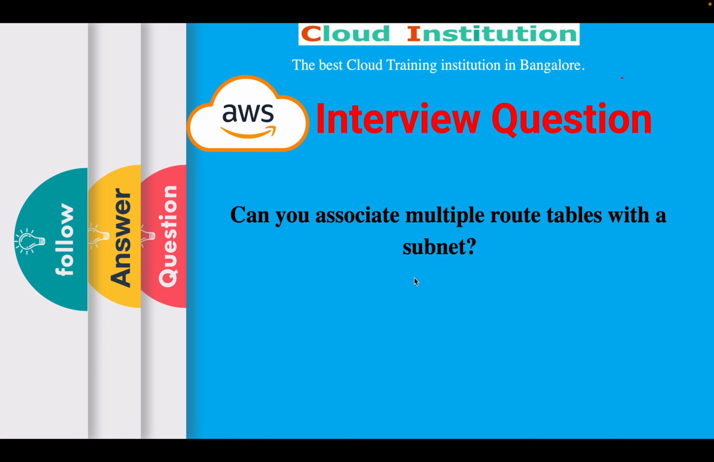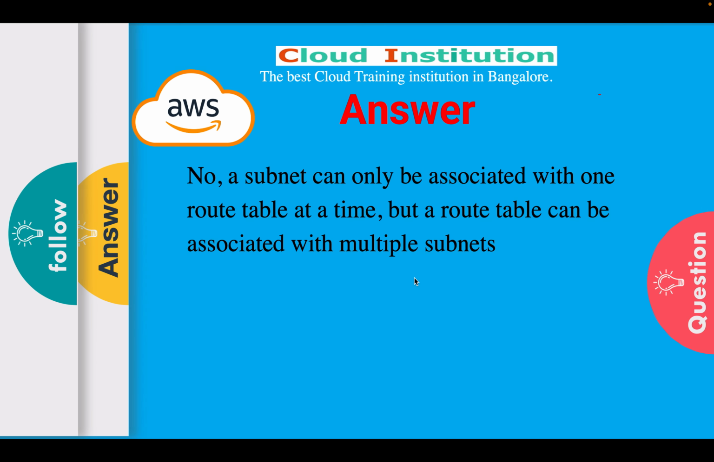Can one route table be associated with multiple subnets or not? Okay, so we can see that question in the next session. Right now we can see, can you associate multiple route tables with the subnet? Okay, the answer is no. The subnet can only be associated with one route table at a time, but a route table can be associated with multiple subnets. Okay, how is it possible?